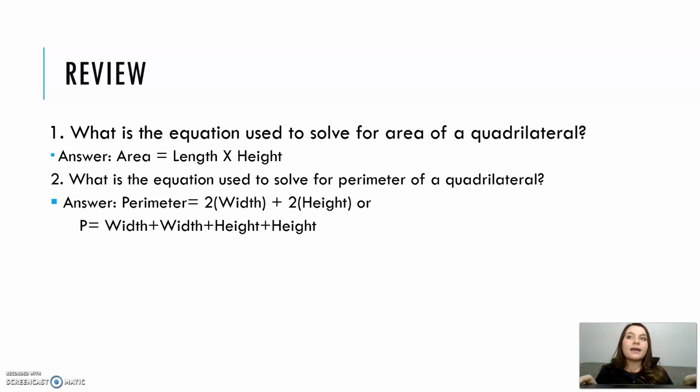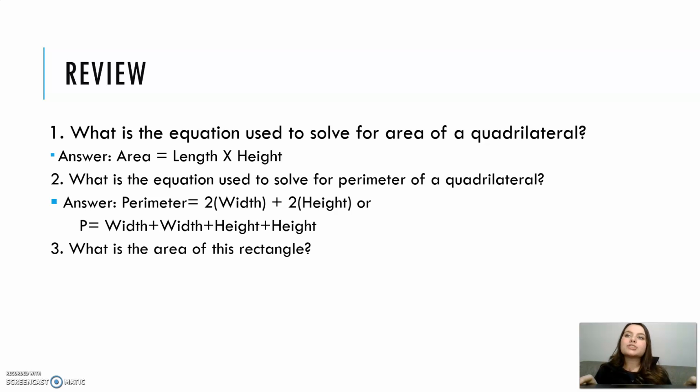Perfect. Everybody got the same answer pretty much. There's technically two different answers, but they mean the same thing and they solve the same thing. Perimeter can equal 2 times the width plus 2 times the height, or width plus width plus height plus height. They solve and get the same exact number. The one where they multiply is just a little more concise, but whichever equation you feel most comfortable with is the one that we can use.